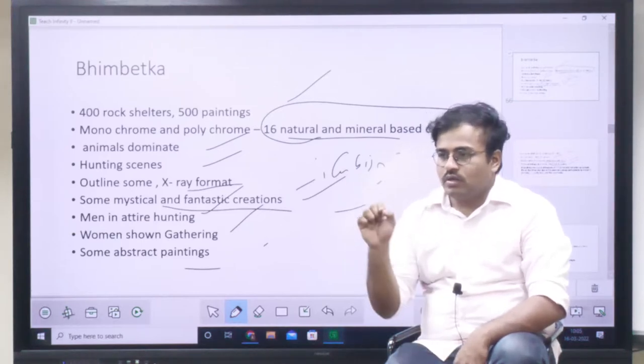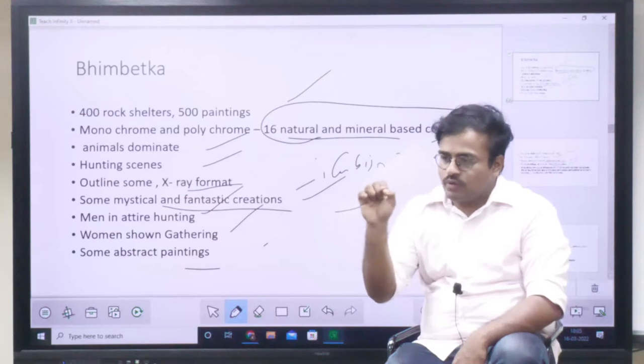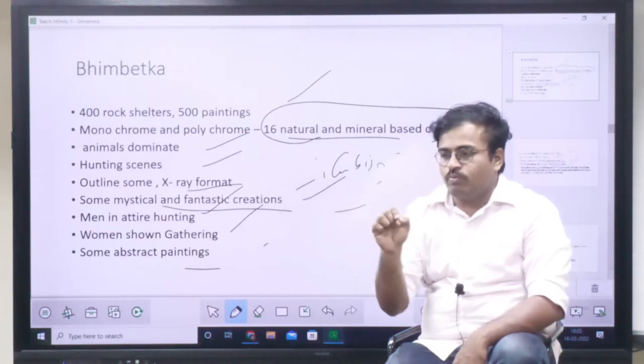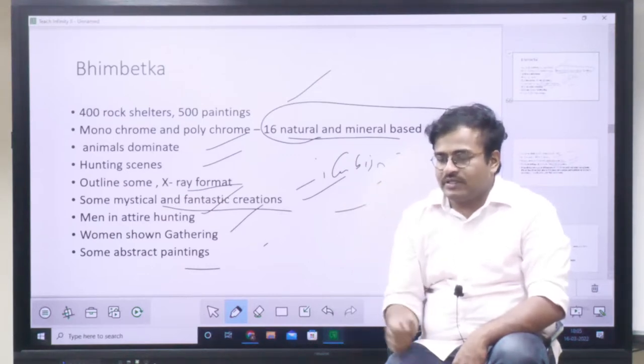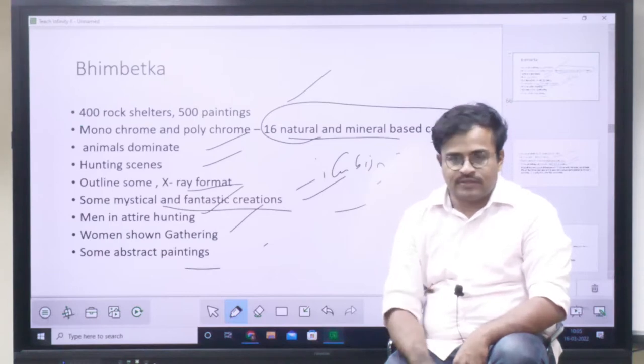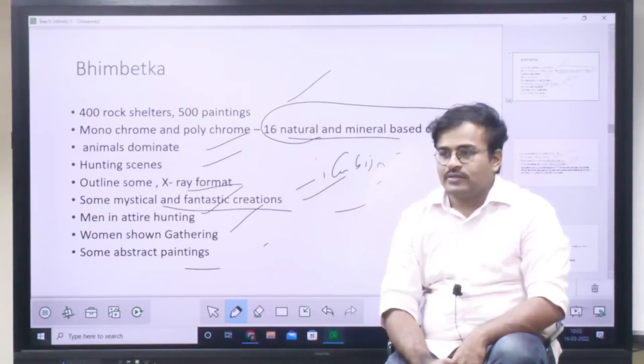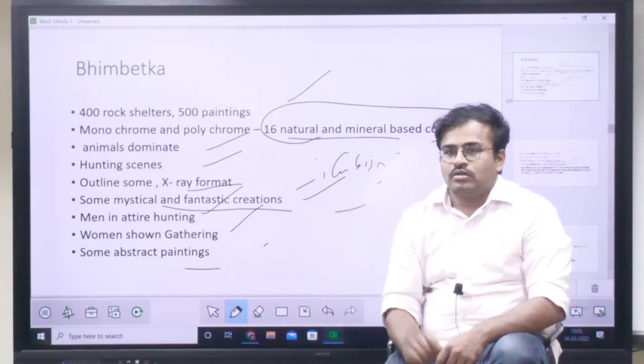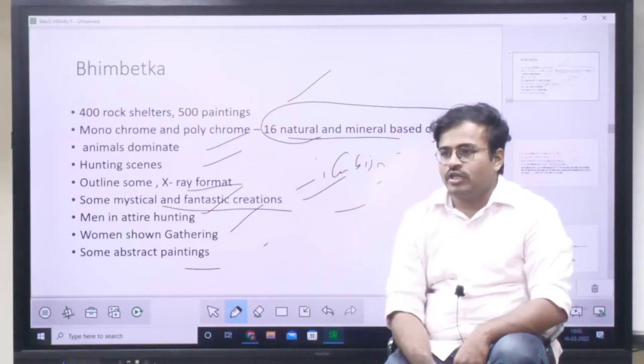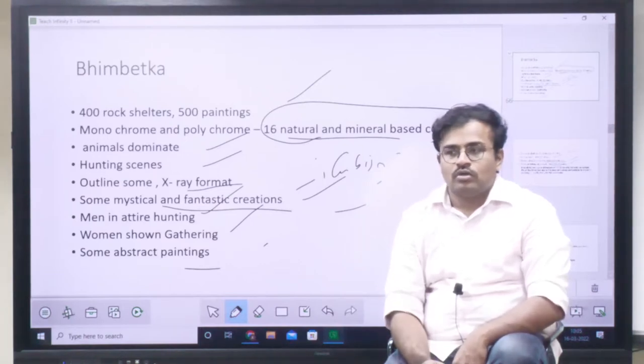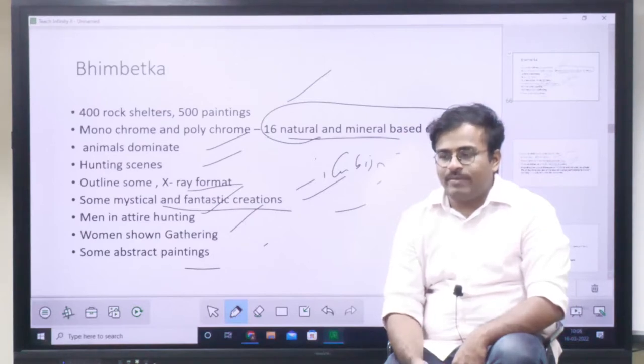Where you have written realism, you write below also realism and put a dash mark. Realism is reflected in the depiction of animals. Then next line, impressionism is used for human images. Human images are based on impressionism.